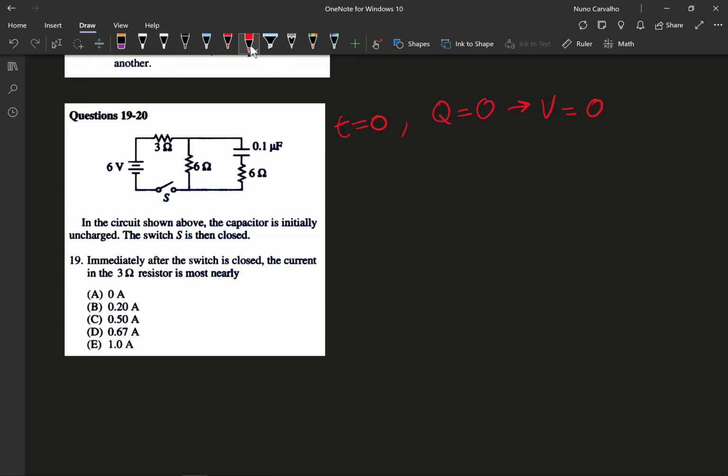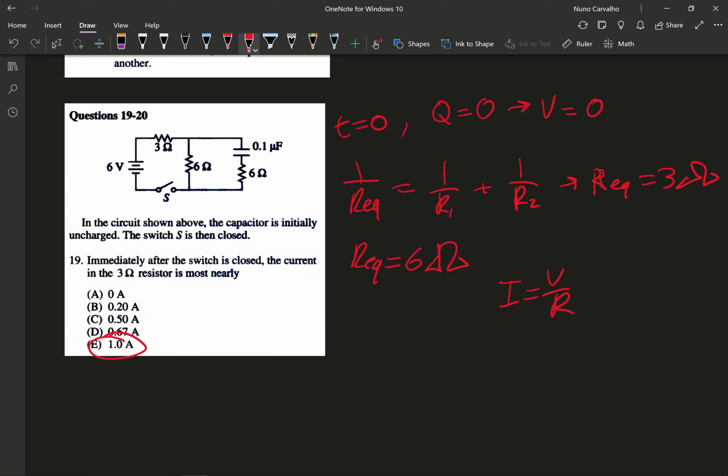And so all we're left with is two resistors that are in parallel with each other. Using this formula for parallel resistors to find the equivalent resistance, we get that the equivalent resistance is going to be 3 ohms. Then adding that in series with this tells us that the overall equivalent resistance is going to be 6 ohms. Then using the formula I equals V over R, or just using Kirchhoff's rule, you'll see that the current is going to be 1 amp.